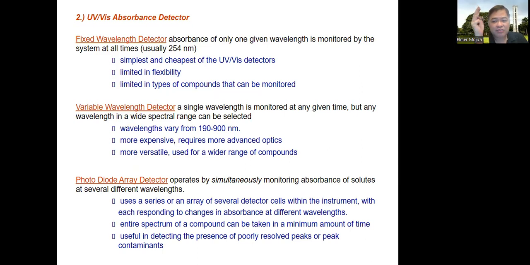So try to imagine a Spectronic 20 that is put in a chromatographic system. So when it separates, they see if your sample has a signal or absorbance or not. Now you can have a variable wavelength detector, or the one that is commonly used right now is the PDA. It simultaneously monitors your absorbance at different wavelengths. Only, this is more expensive compared to that one.